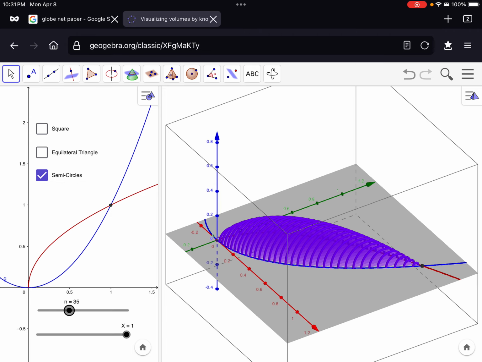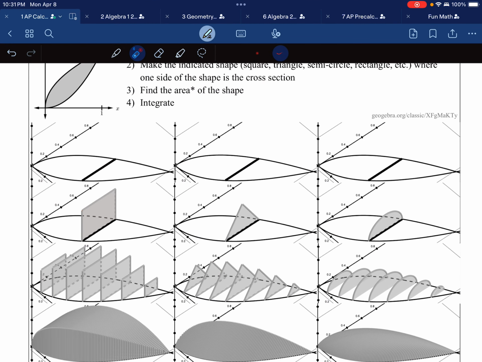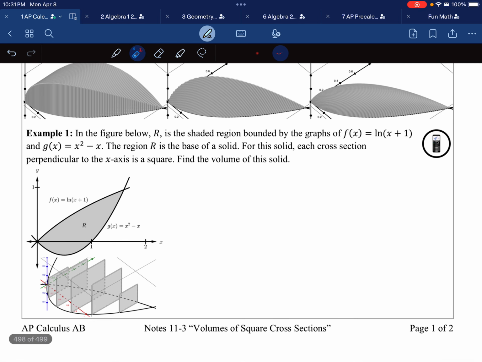If you want to play around with it, there is a link to the notes where you can see it as well. But we're going to come back here to the notes. That link is right here. So let's go ahead and jump into an actual problem where we're going to find this.